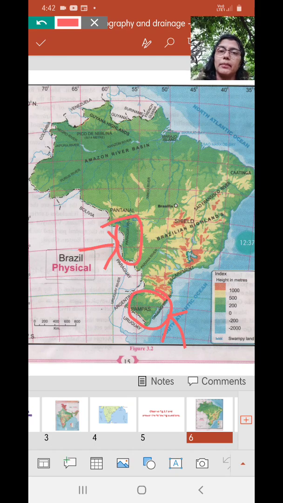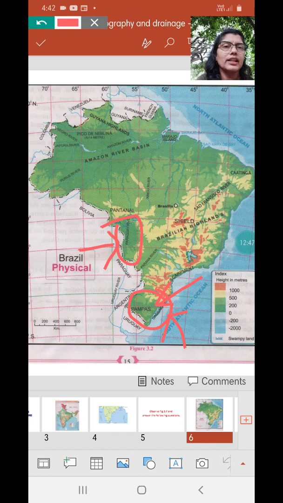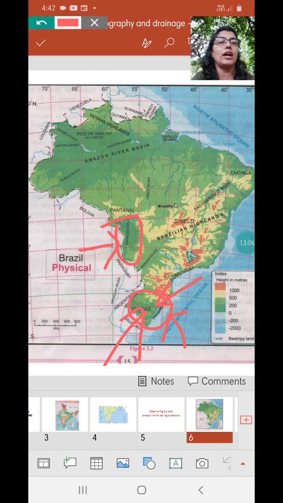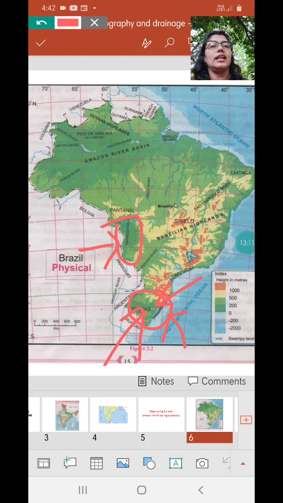Talking about Pampas, what is Pampas? In the lower classes you have studied about the grasslands in various continents. Do you remember them? Let's quickly revise. In North America, these grasslands are called prairies. In South America, they are called pampas. In Africa, they are called velds. In Europe and Asia, they are called steppes. And in Australia, they are called downs. So that was a quick revision about the grasslands. And wheat is normally the major cultivation in the grasslands.